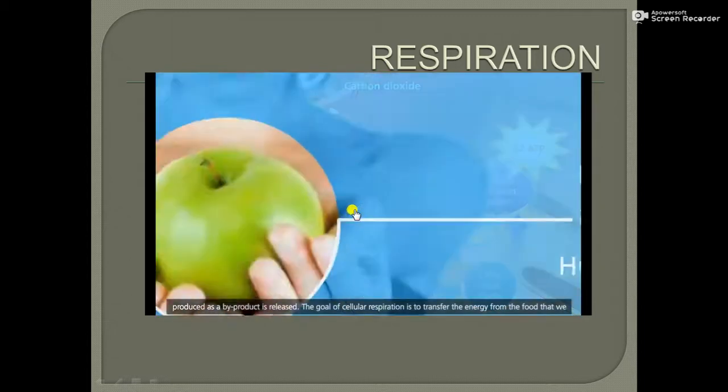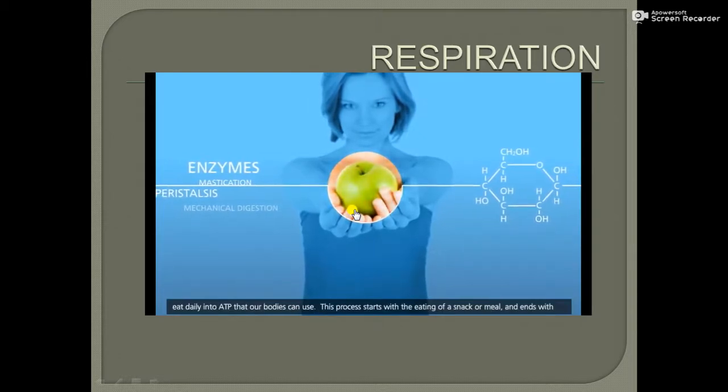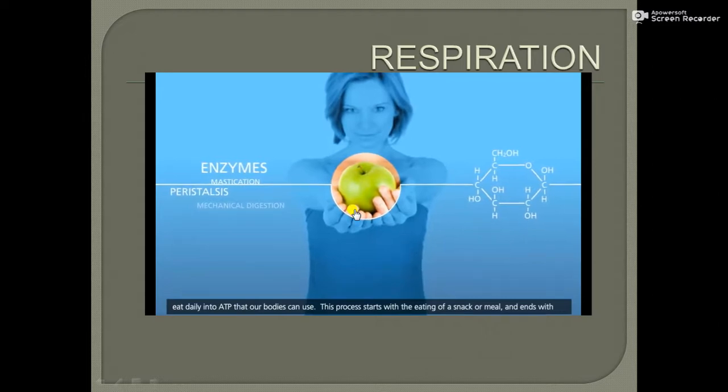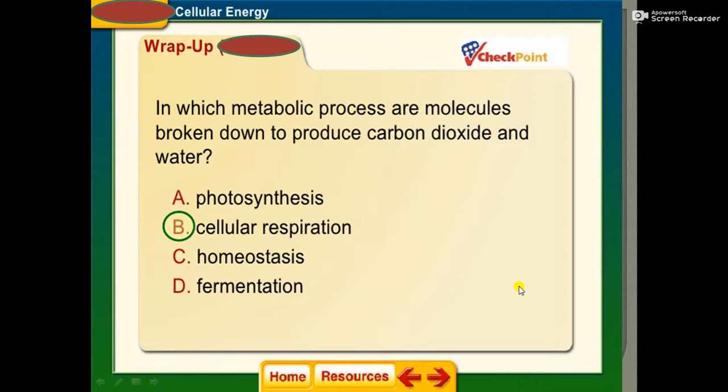The goal of cellular respiration is to transfer the energy from the food that we eat daily into ATP that our bodies can use. This process starts with the eating of a snack or meal and ends with capturing the energy from the complete breakdown of the nutrients into energy. So, I hope this video will help you to understand the process properly.